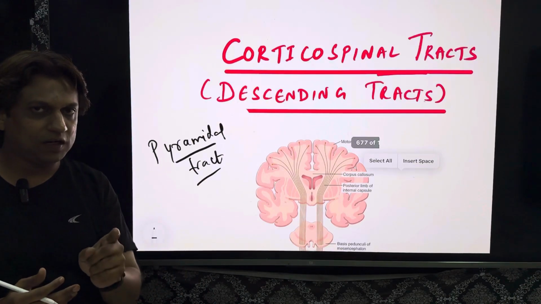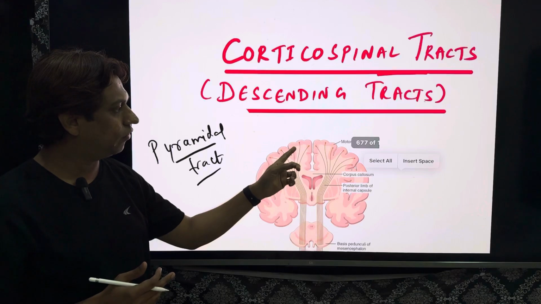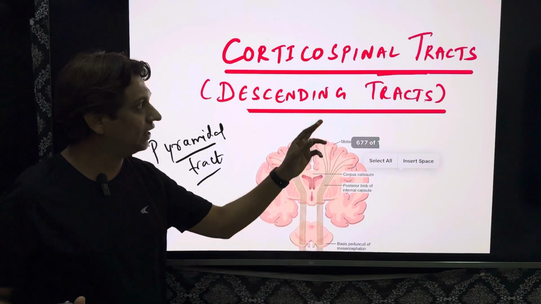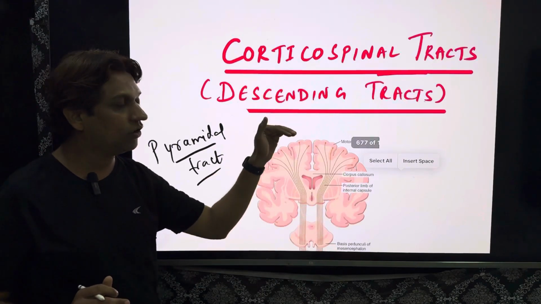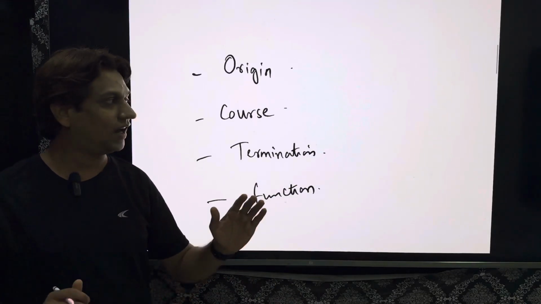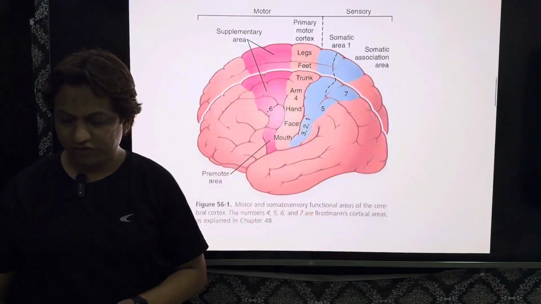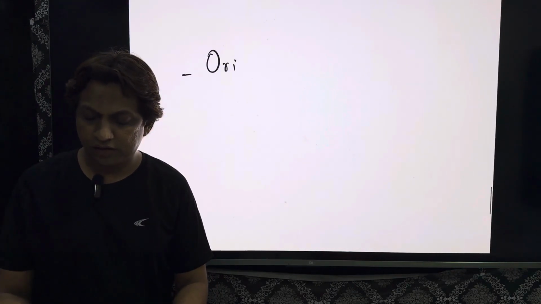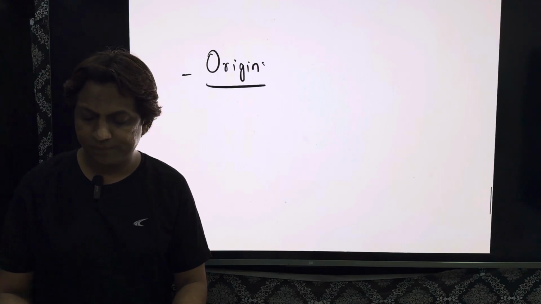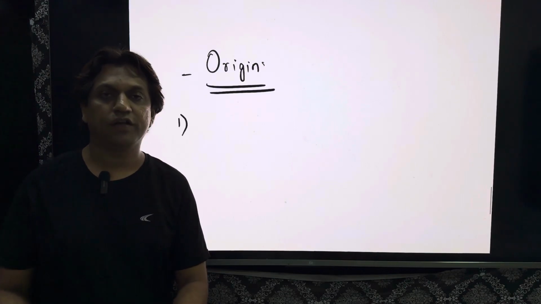Corticospinal tract, as the name indicates, originates from the cerebral cortex and ends in the spinal cord. So let us discuss under these side headings or objectives. First, the origin, from where this tract originates. Now one by one we'll discuss.